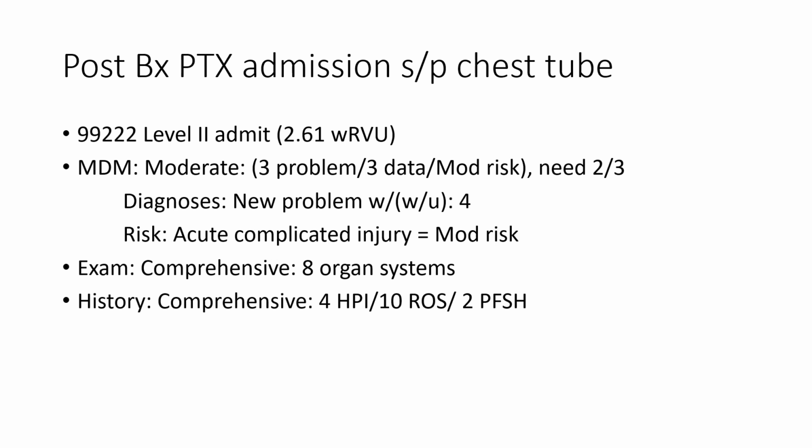So my exam and history need to reflect 99222 leveling. So I need a comprehensive exam, which is 8 organ systems. And then I need a history that's comprehensive. So in the HPI, I need 4 HPI points. I need 10 review of systems, and then 2 things from the PFSH category.